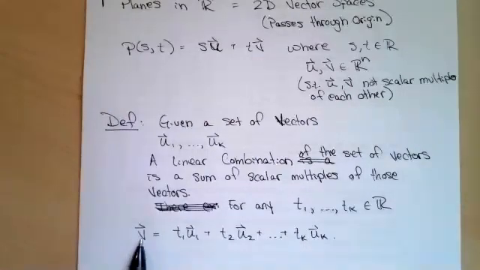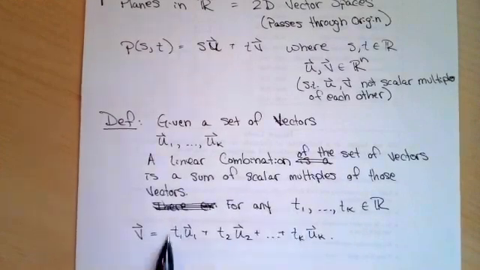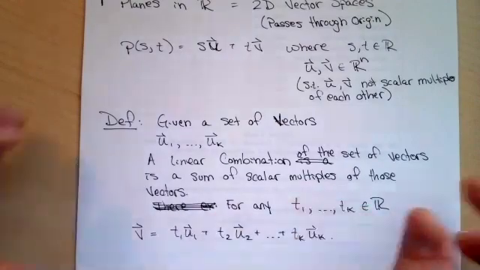And so we say v is a linear combination of the set of u vectors. Or you could say v is a linear combination of the u_i, where i is sort of our generic subscript, just denoting our set of u vectors. So, examples.